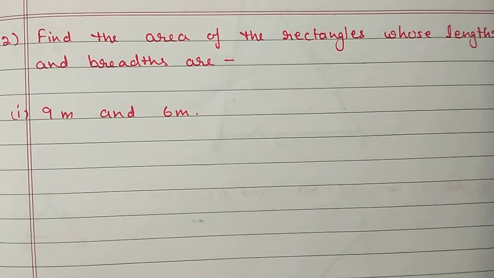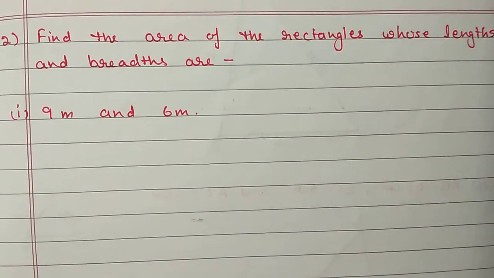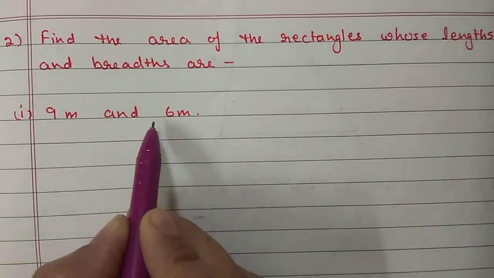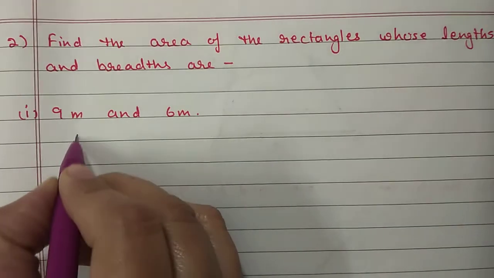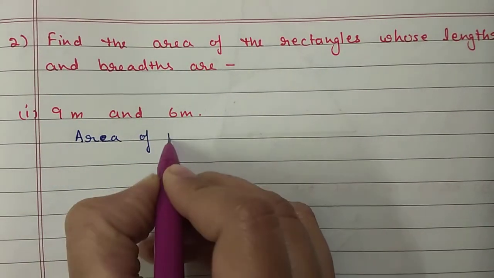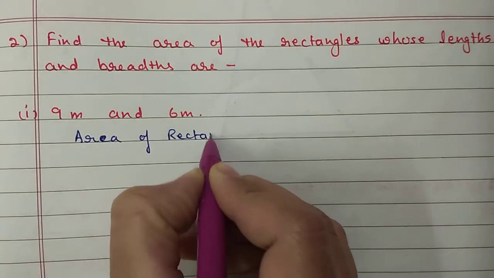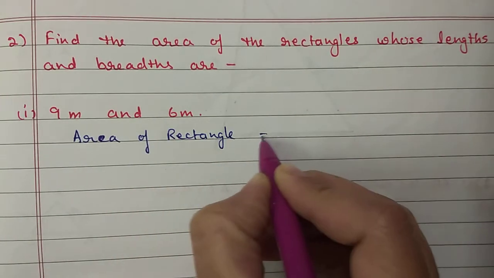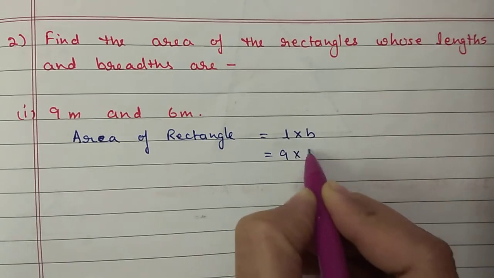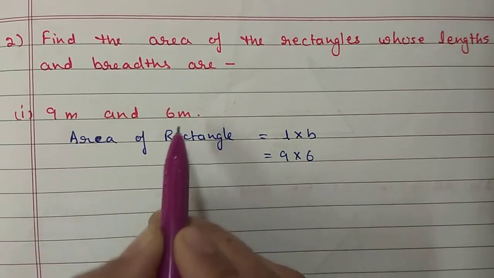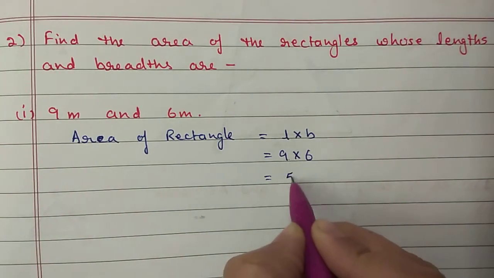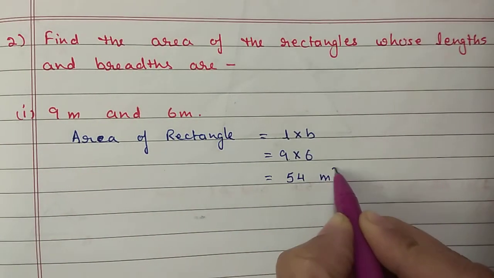Next, question number 2. Find the area of the rectangle whose length and breadth are given. So for the first part, length is 9 and breadth is 6 meter. So area of rectangle is equal to length into breadth. Length is 9 and breadth is 6. And you have to see the unit also. These units should be the same. So 9 times 6 is 54, unit will be meter square.